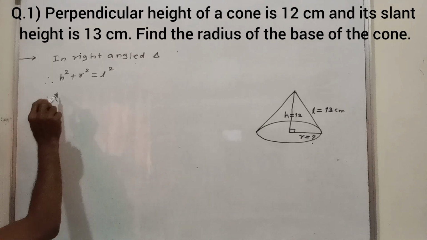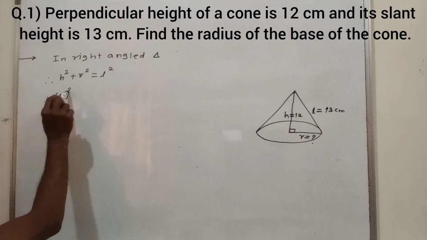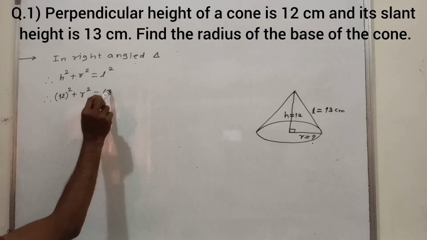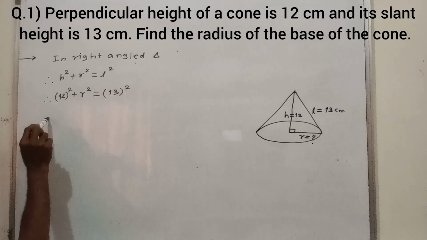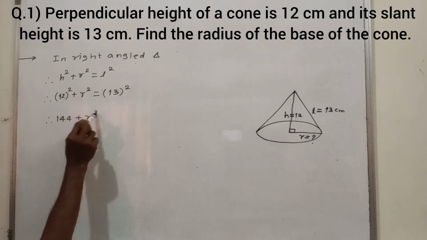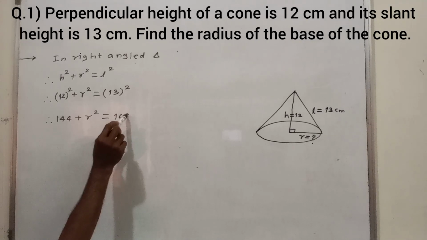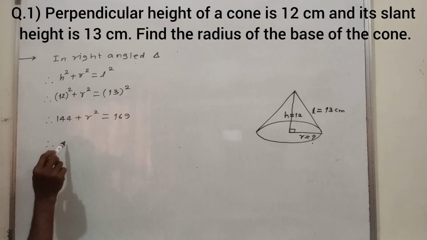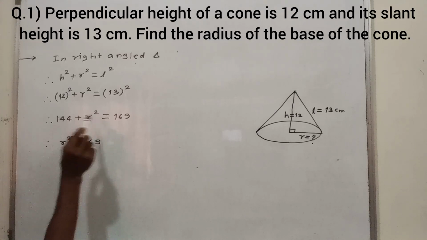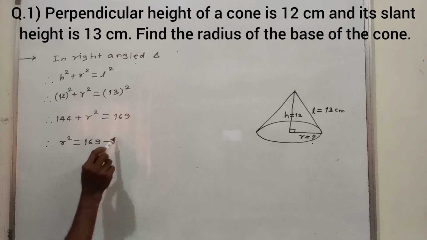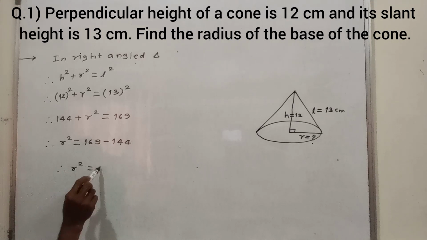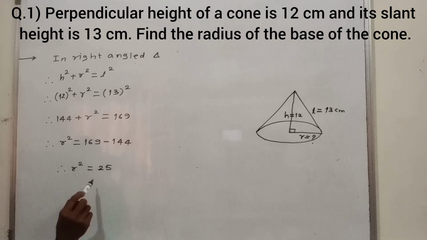What is h? 12 square plus r square is equal to 13 square. Therefore, 144 plus r square is equal to 169. Therefore, we take like terms together. R square is equal to 169 minus 144. Therefore, r square is equal to 25.